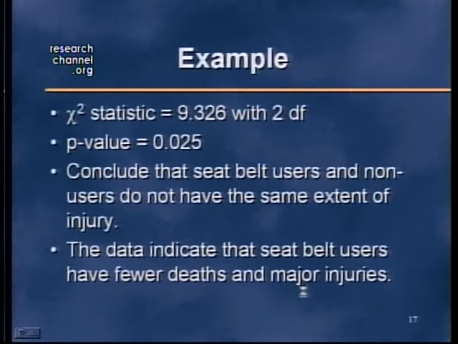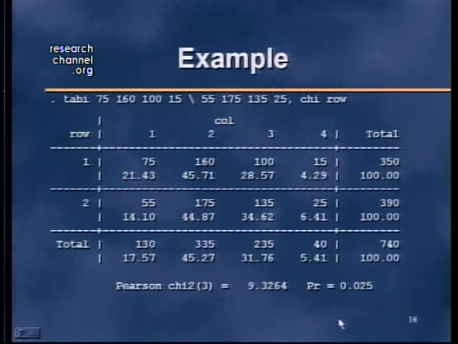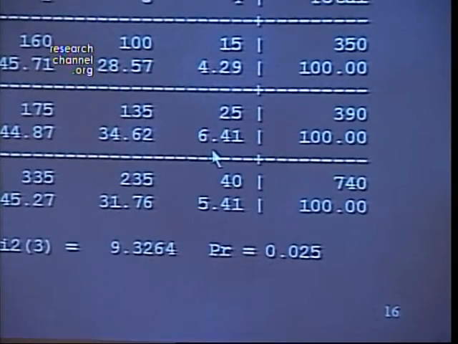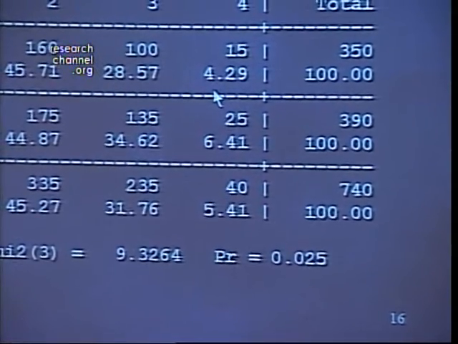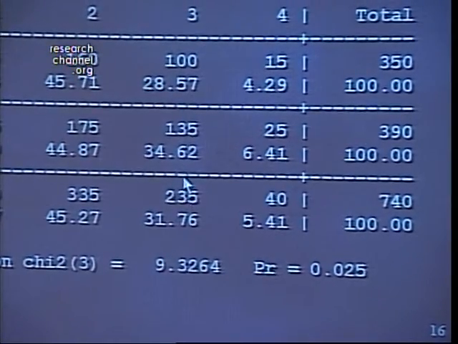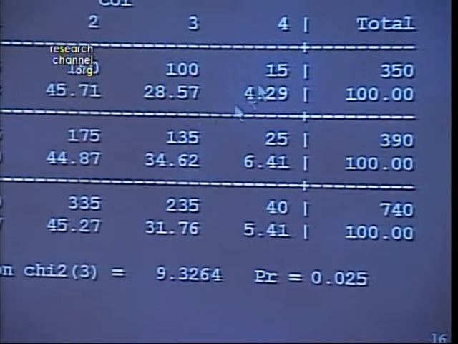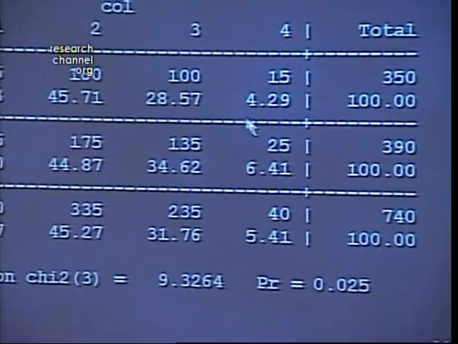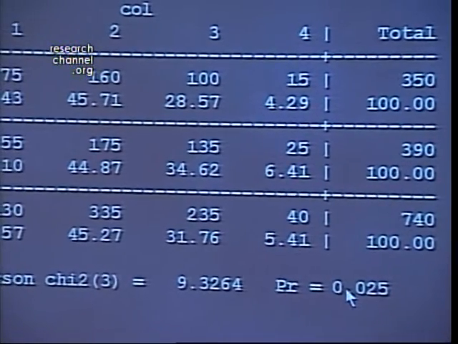How did I make that conclusion? I'd go back and look at the data. The p-value suggested we'd reject the null hypothesis. The data tell me that there are fewer deaths, only 4% compared to 6% in those that wear seat belts, fewer major injuries, 28.6% compared to 35%. So fewer deaths, fewer major injuries in the group wearing seat belts compared to the group who do not.